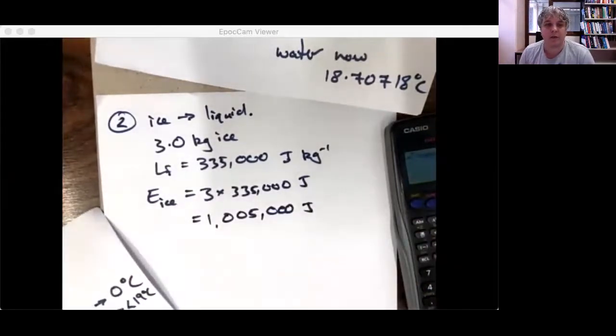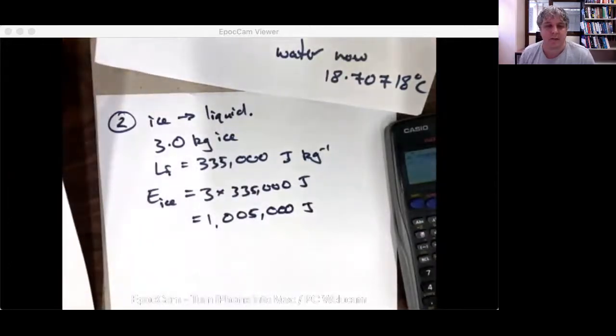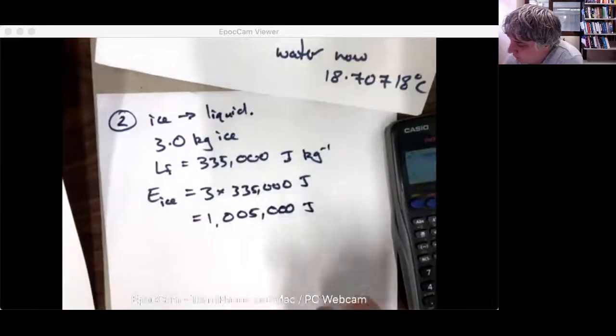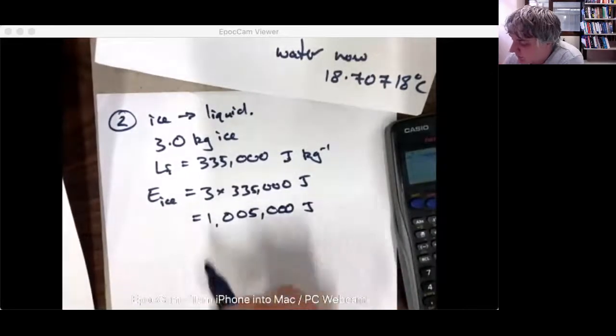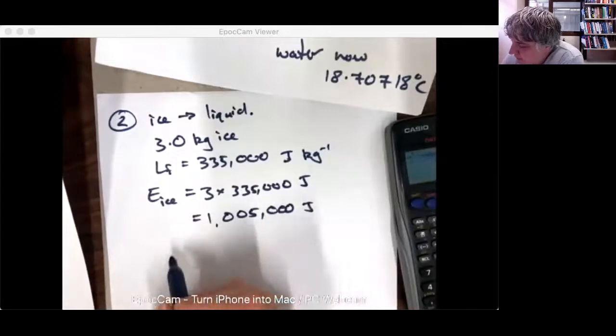Again, we know that that has to come from the water, from the liquid water. This is going to be liquid water as well now, but from our original 20 kilograms of liquid water. So that liquid water is going to change by some temperature amount as well, and that's what we're trying to figure out now. So what is that temperature change going to be?